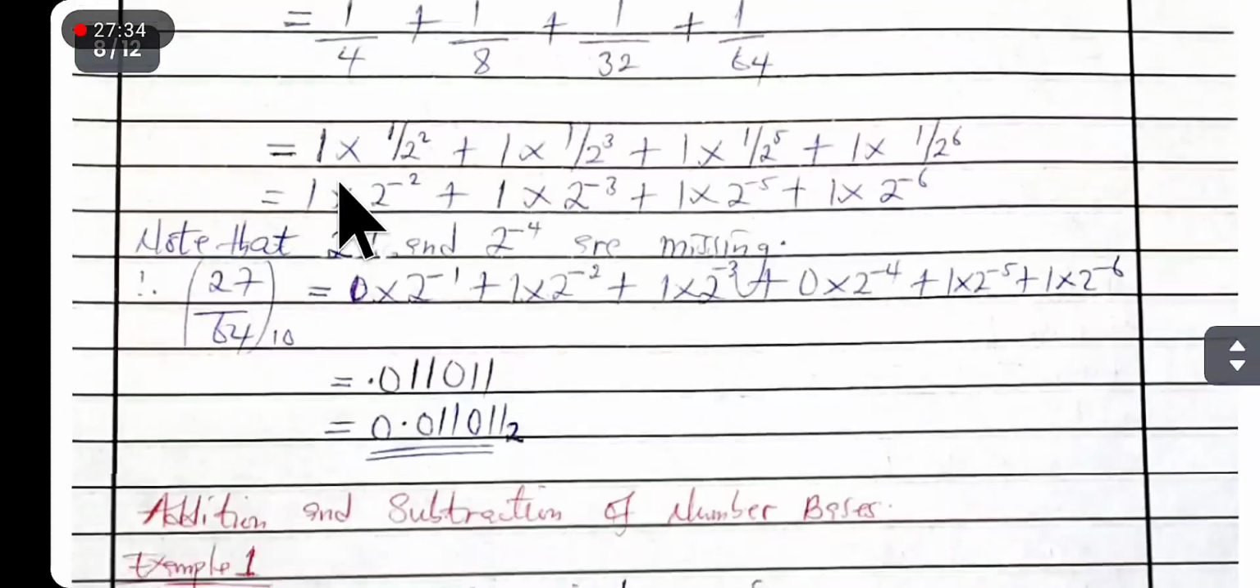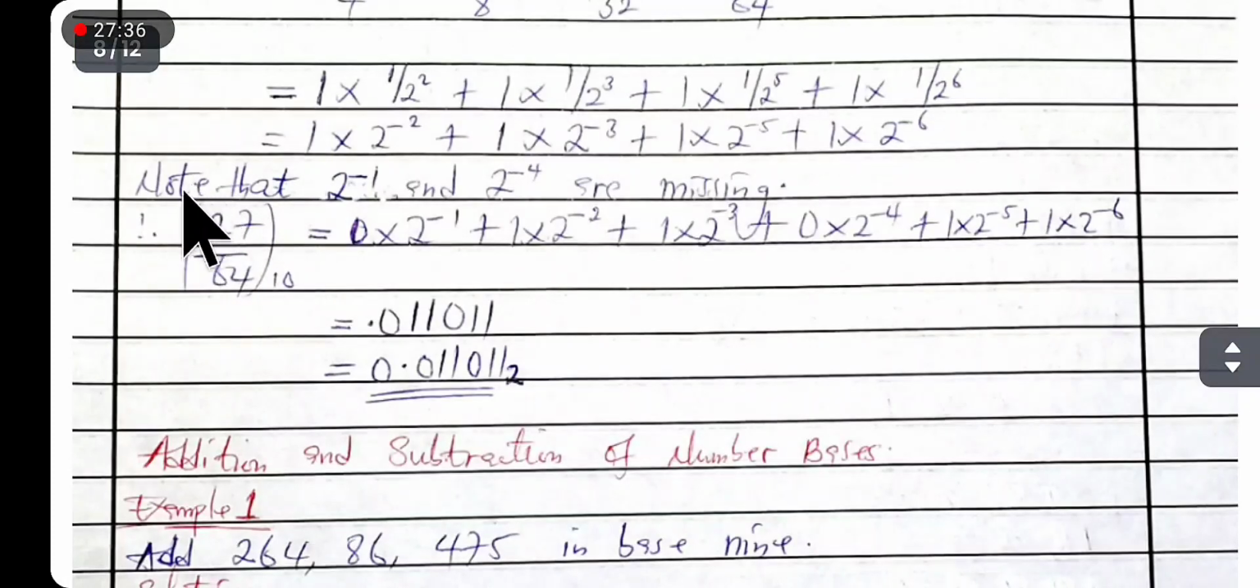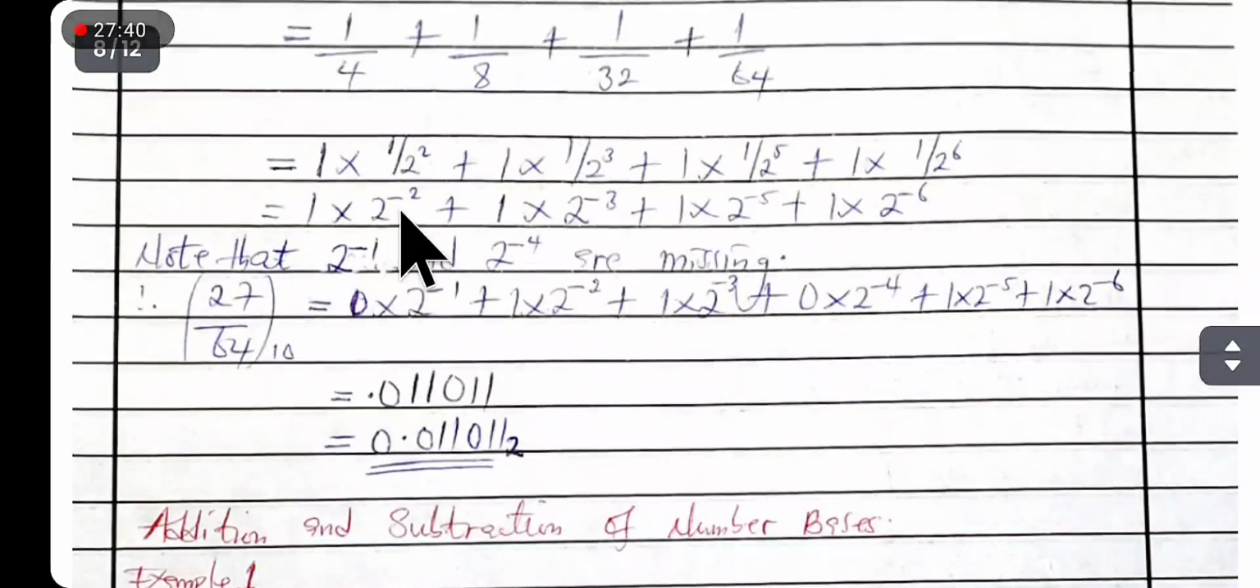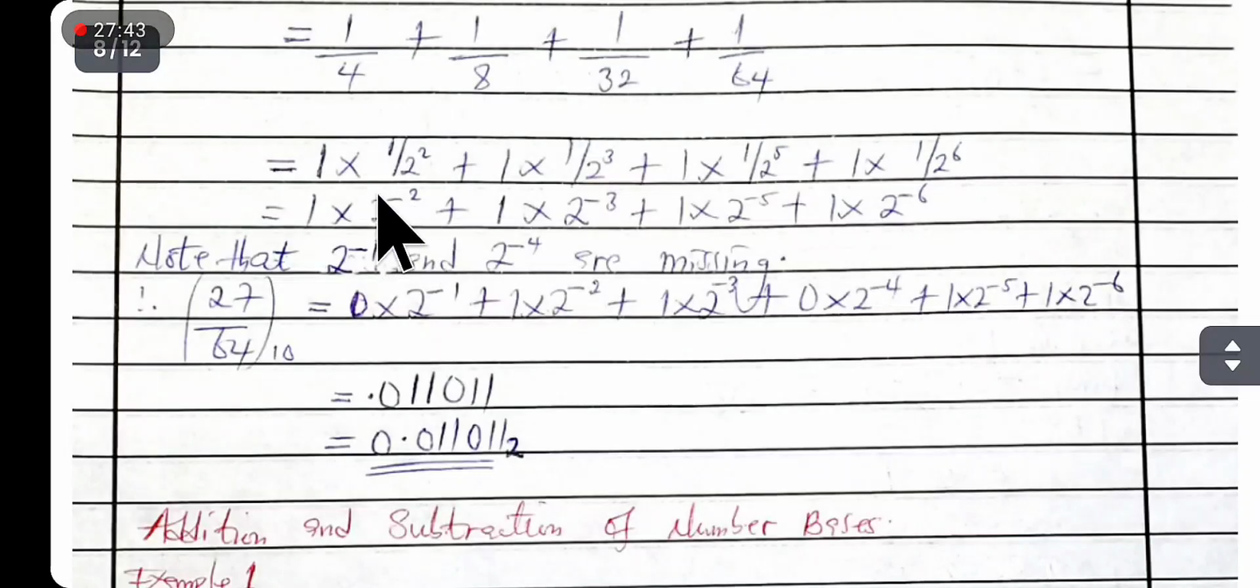Okay, so if this is the case, then if you look at this, we have minus 2. There is no minus 1. Minus 1 is missing. Minus 3 is there. Minus 4 is missing. Minus 5 is there. And then minus 6 is there. So note, 2 raised to power minus 1 and 2 raised to power minus 4 are missing.